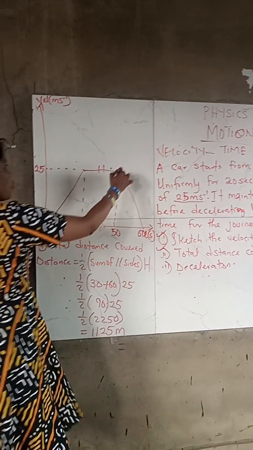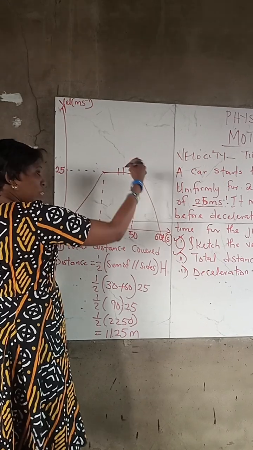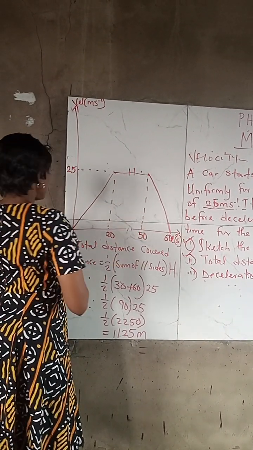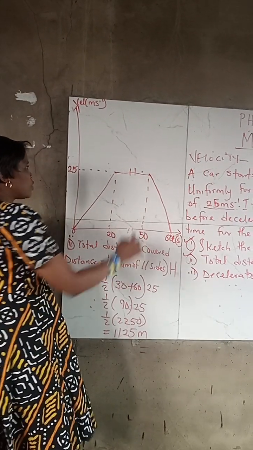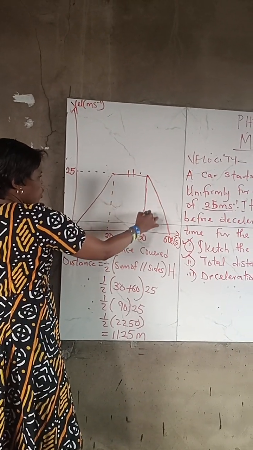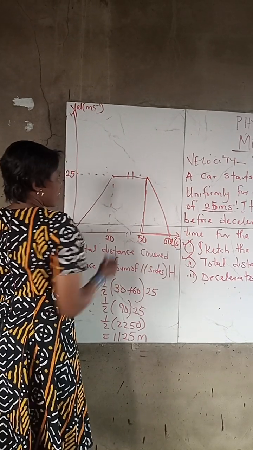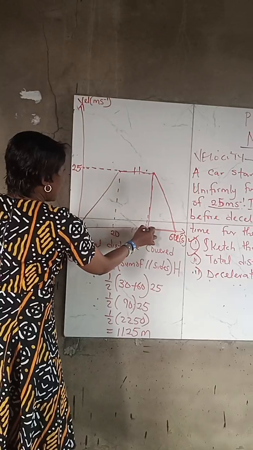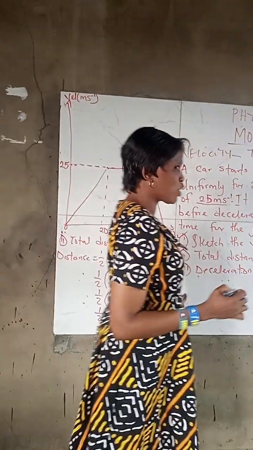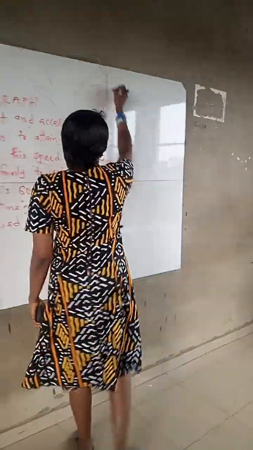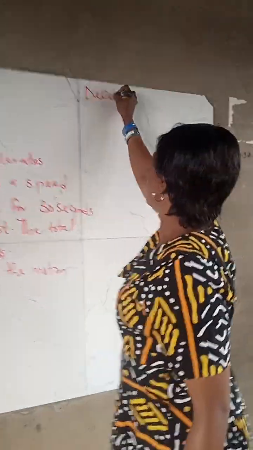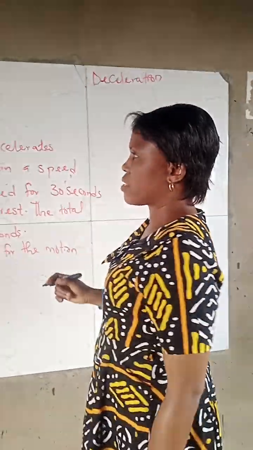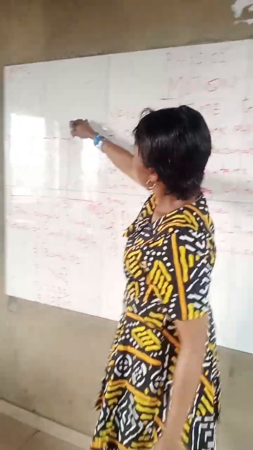Deceleration is when the vehicle or the object or the body is coming down. This is my deceleration. Now, to find your deceleration, let me draw my right angle triangle against this line, that is the y, the x. I'm going to find the deceleration. Deceleration, that's the third question. So let me trace.